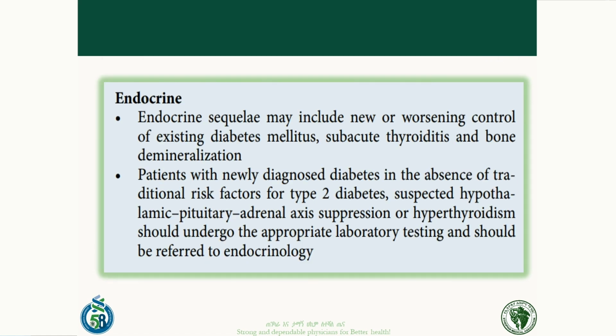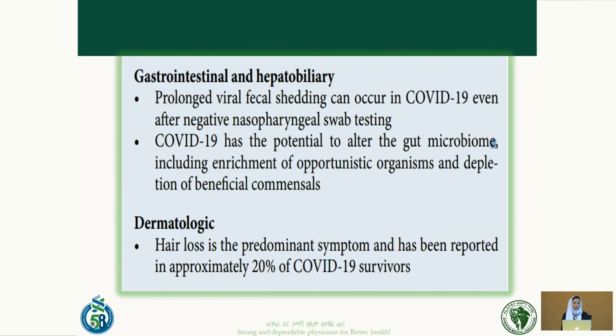So the other is endocrine. So an alarming rate of diabetes has been witnessed, but also subacute thyroiditis and bone demineralization for various reasons have been shown. So thyrotoxicosis, Graves' disease, and so on should be tested based on patient clinical manifestation. So the other is GI. So fecal viral shedding can be persistent. It can alter the gut microbiome. Malnutrition is also part of the abnormalities.